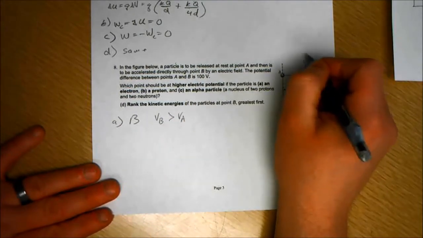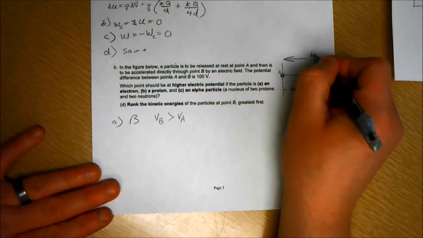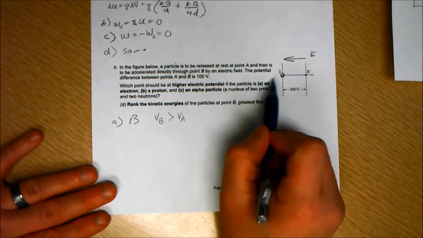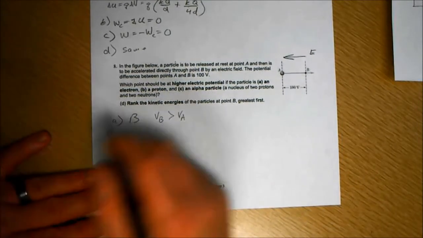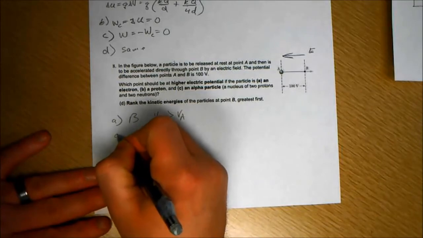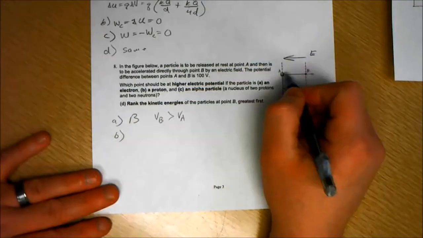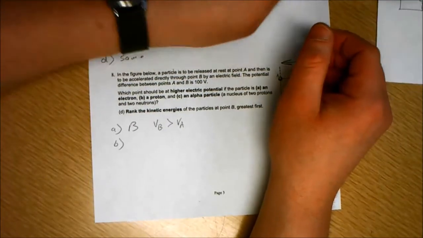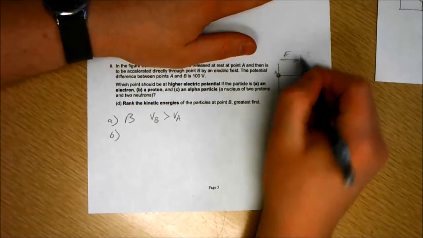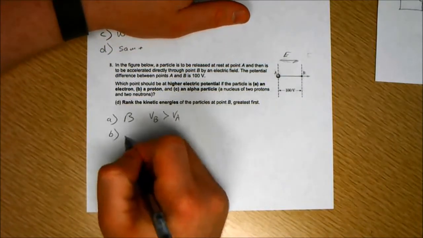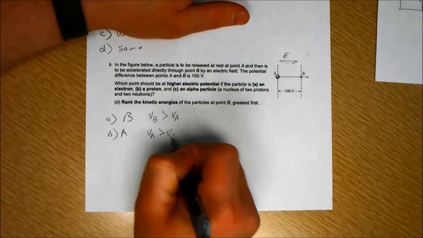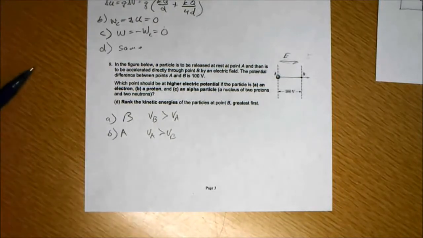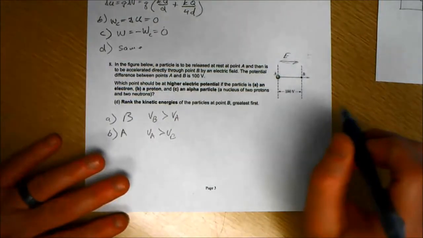Remember, the electric field must go this way if an electron is moving from A to B. For part B, what if it's a proton? Well, if it's moving from A to B by the electric force, in that case the electric field must be this way, so A is the higher potential. VA is higher than VB. The electron moves to areas of greater potential. Proton moves to areas of lower potential.